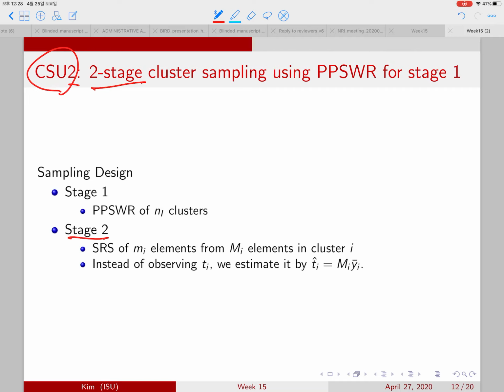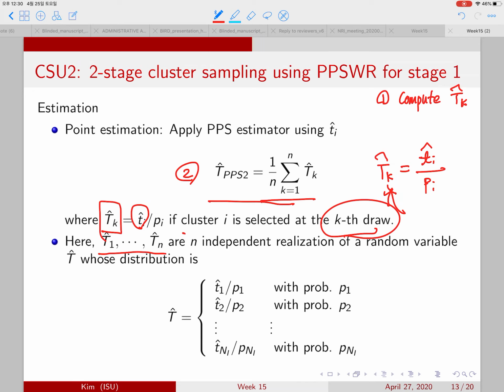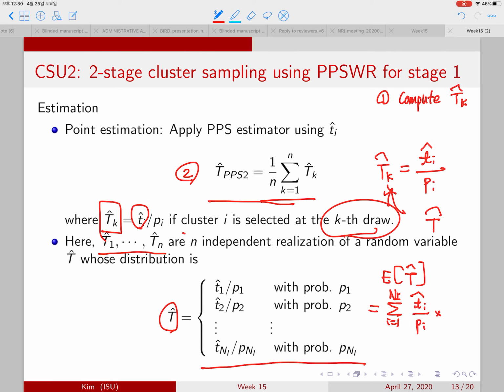Now this T hat k, because we have n independent draws, for each draw we observe one T hat, and this T hat follows this distribution. So the expectation of T hat is what? Summation i equal to 1 to N of T hat i divided by pi times pi, right?